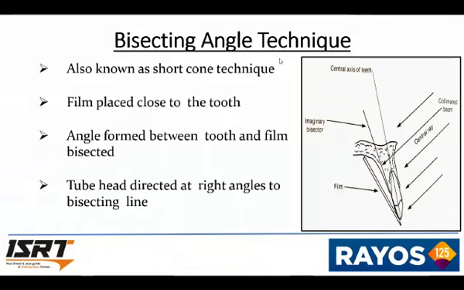So the bisecting angle technique is also known as the short cone technique. And here the film is close to the tooth, and the angle formed between the tooth and film is bisected. The tube is directed at right angles to the bisecting line.